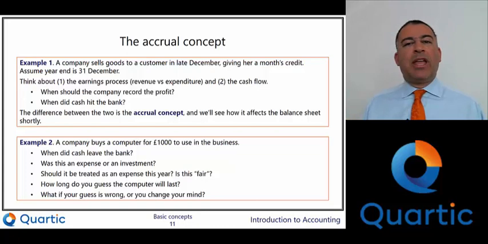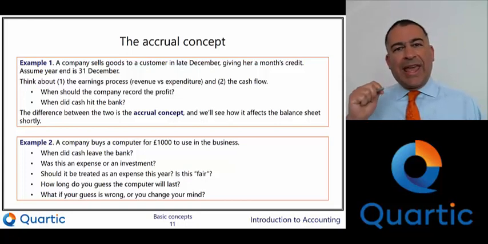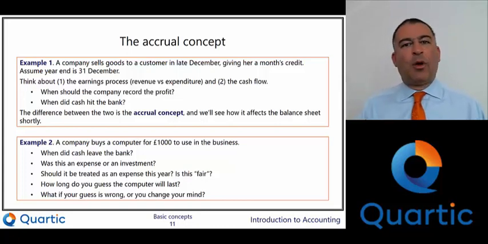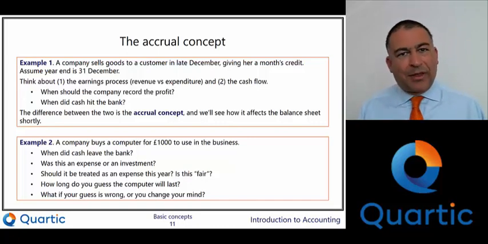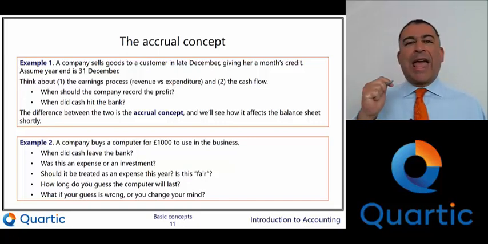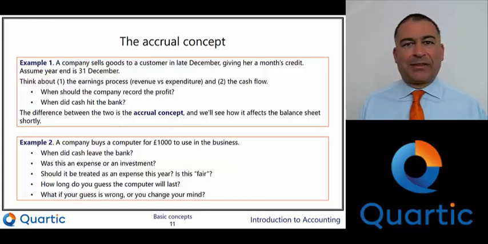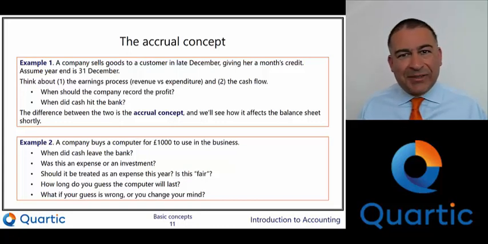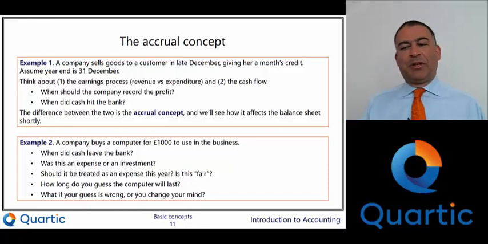Now, cash flow, if she's given a month's credit, the cash won't have been received by the company yet. So the 31st of December, the income statement needs to show that that sale was made, and it needs to reflect the costs associated with it, the cost of goods sold. The cash flow statement won't show anything to do with that sale because no cash was received. So that's the difference between the two of them. So the company records the profits this year, but the cash won't happen until next year. And the difference is what we call the accrual concept.